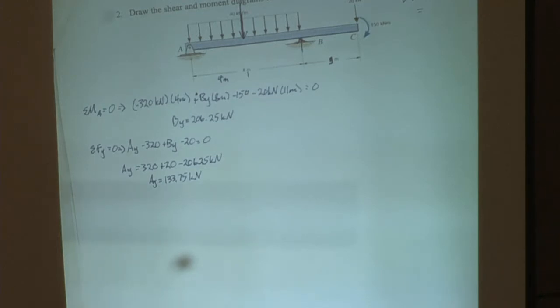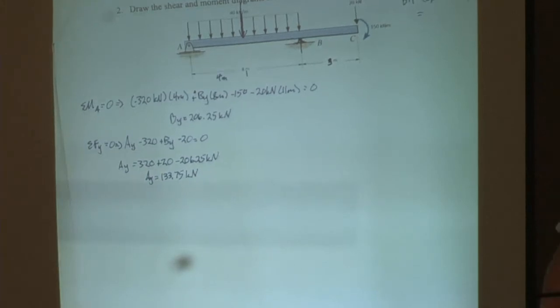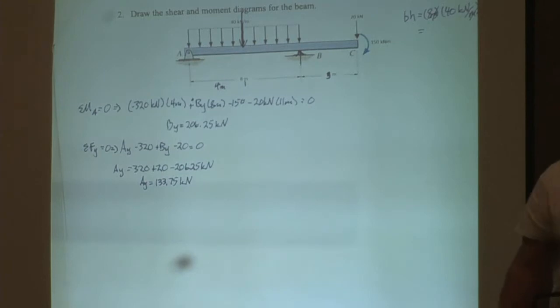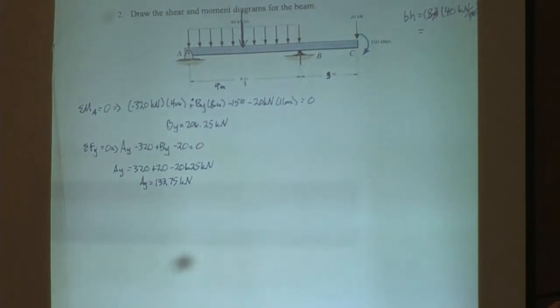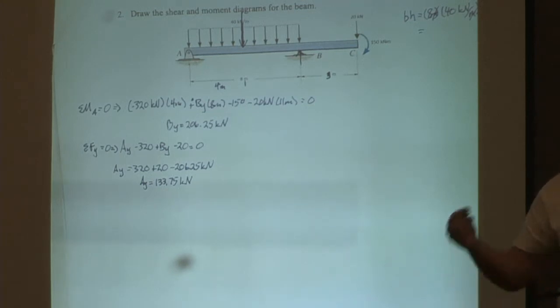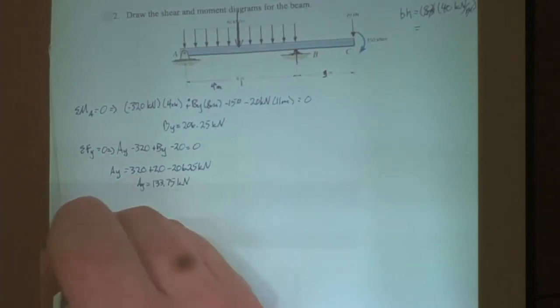So we're going to start out with making cuts along the beam. So where should our first cut be? All right, so somewhere in between A and B. Does it matter? It's a concentrated load, but does it matter where we cut it? No, not really. All right.